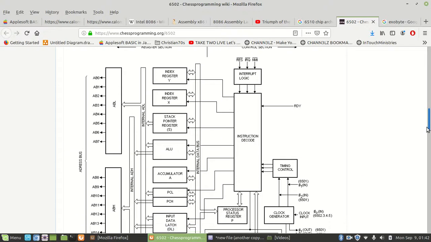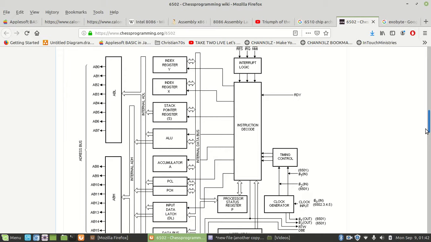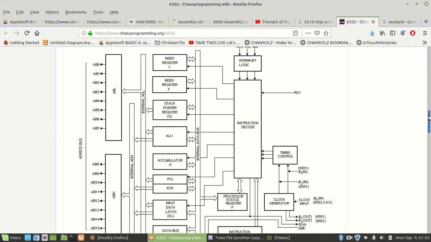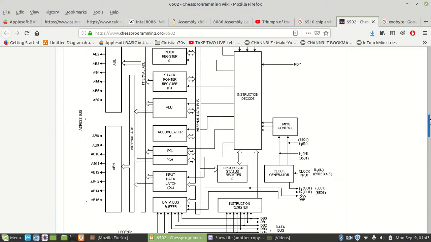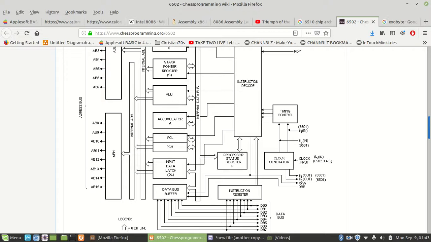Finally, show me the internal. It had an X and a Y register. So it had only two registers in it. And it doesn't tell what the widths of those registers are. I'm guessing they're just 8-bit registers.